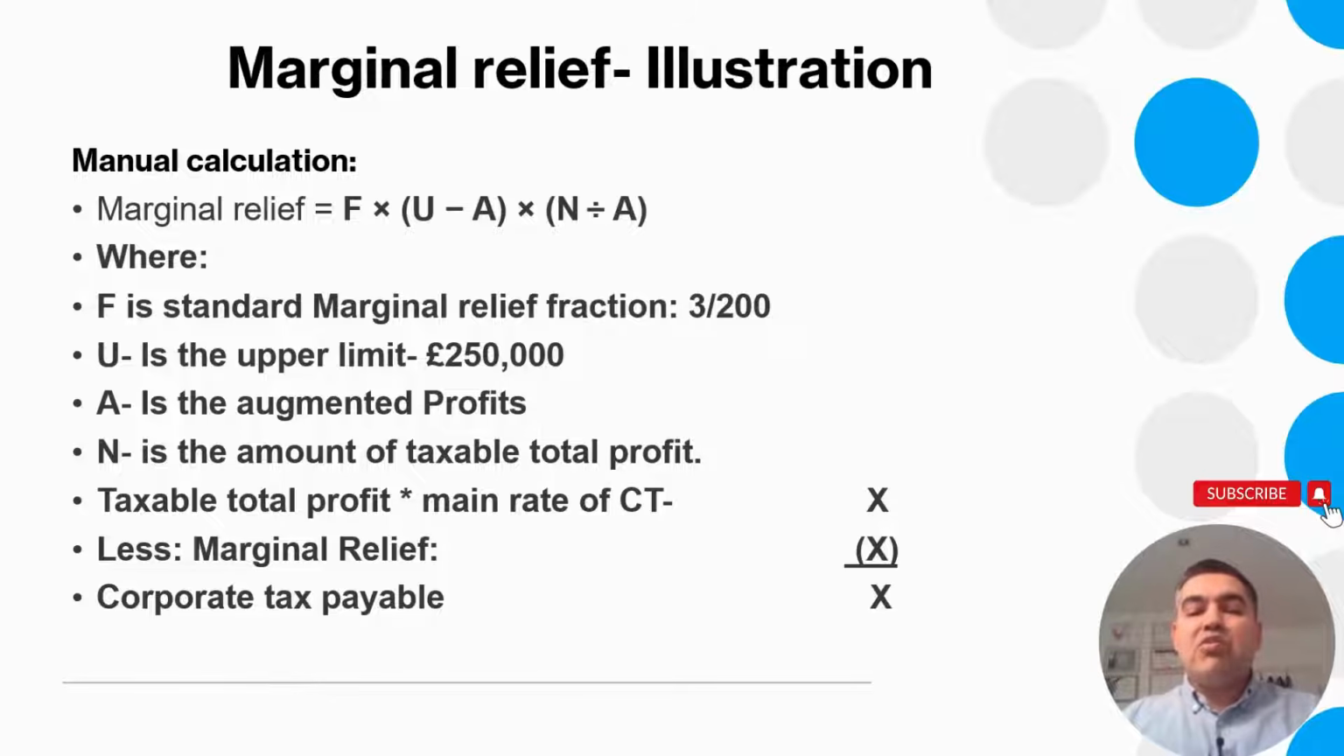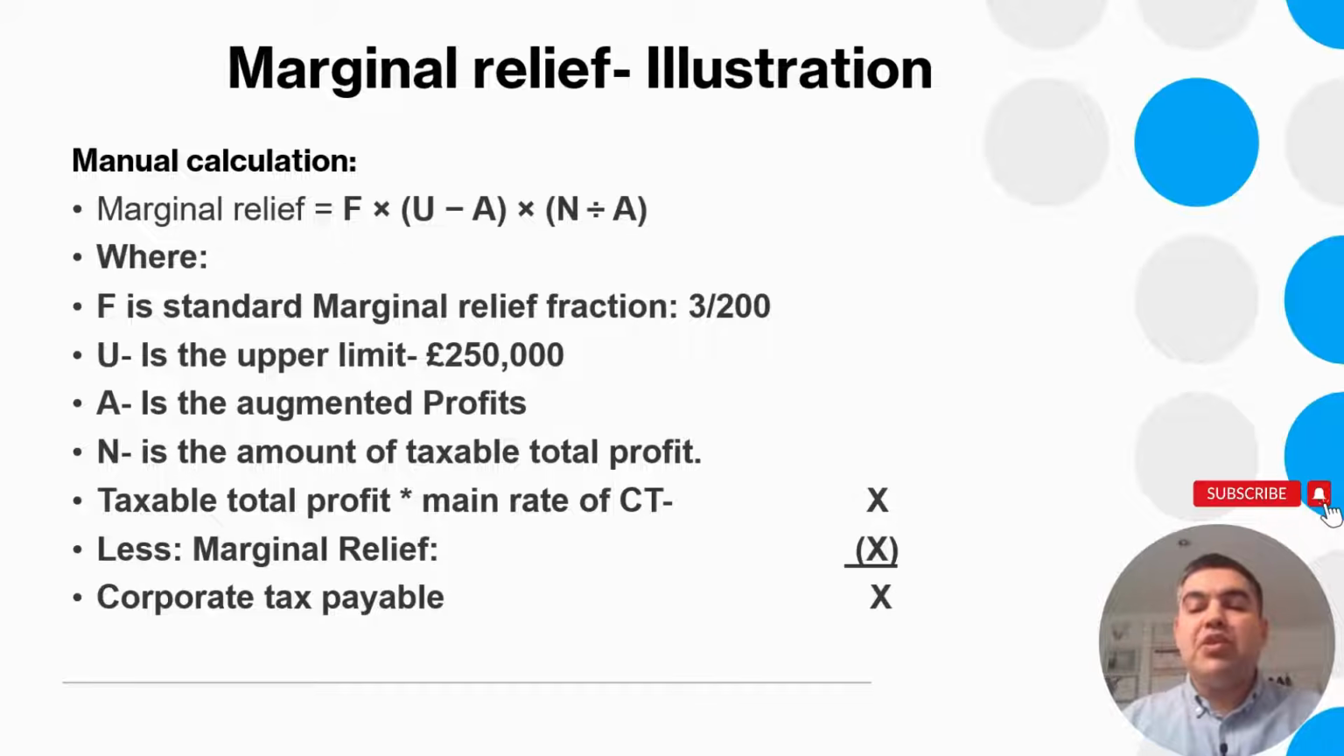So once we work out the marginal relief, the total taxable profit multiplied by the main rate of the CT will apply to a company if the profit or the augmented profit is between 50,000 and 250,000. So you will multiply this profit by 25% and then less the marginal relief. To calculate the marginal relief, I have given you the formula above. So this would give you corporation tax payable.